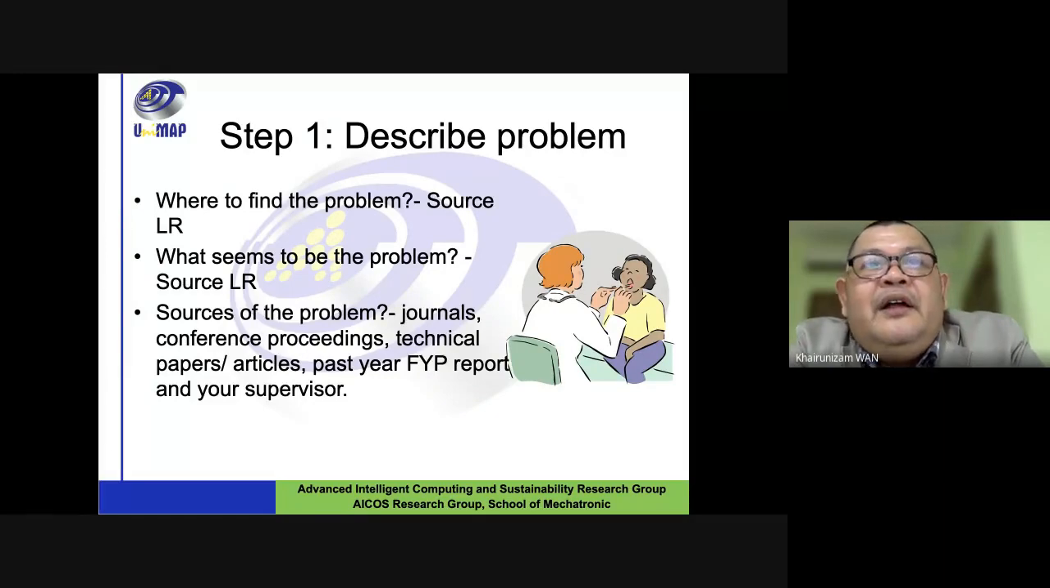Don't find the problem from YouTube channels or from a magazine or from blogs. Okay? Do not try to find a problem from YouTube channels, from blogs, for example, or from magazines. Okay.